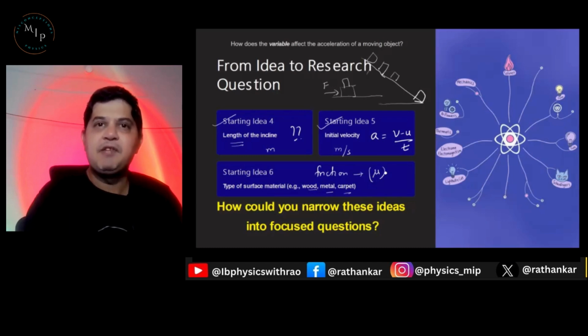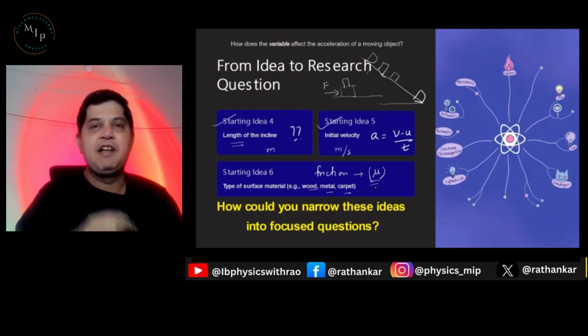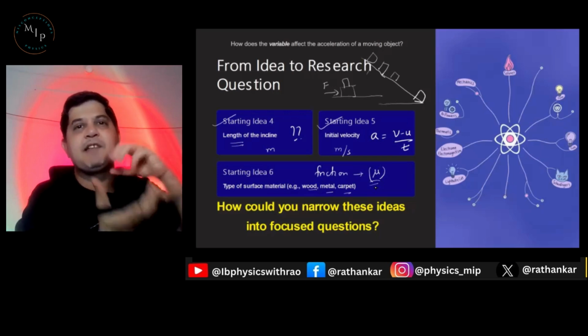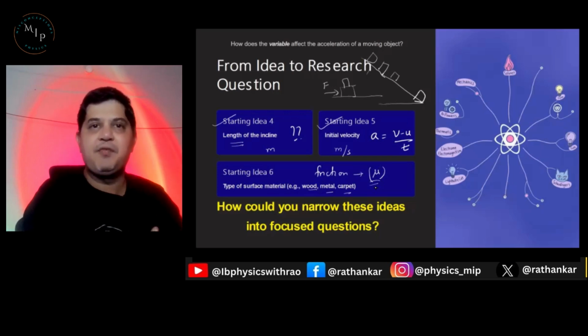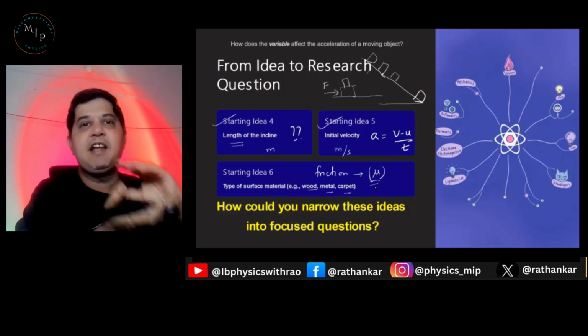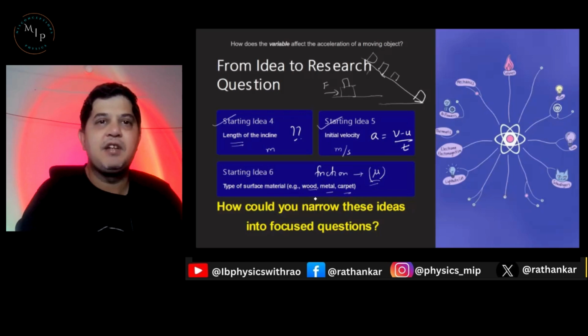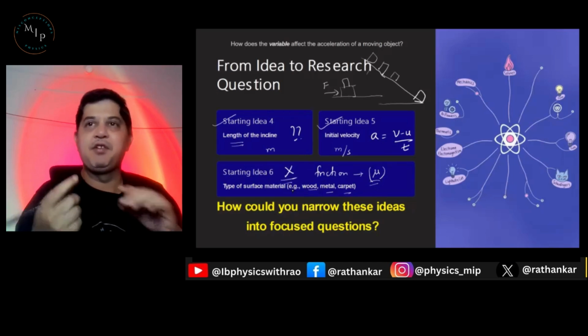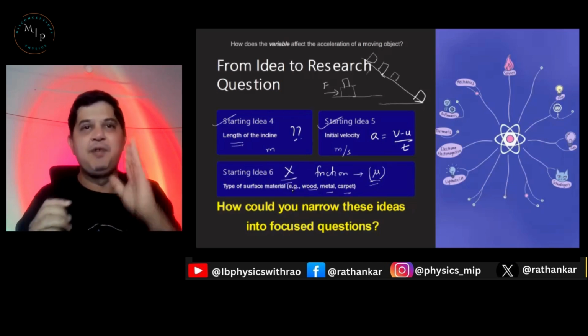Because mu depends not only on the material, it also depends upon the object that is placed on it. Mu is a coefficient of friction which depends upon the interacting surfaces. So definitely you cannot determine it using this. As a result, I will consider this not to be a feasible one. Now you see, we have introduced a new constraint over here, feasibility also.